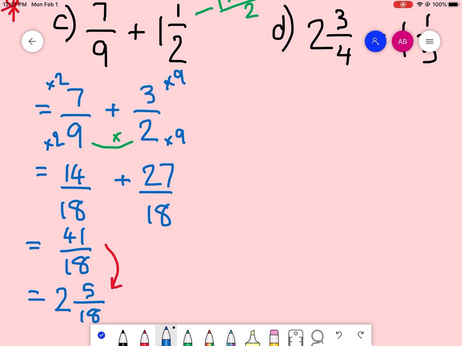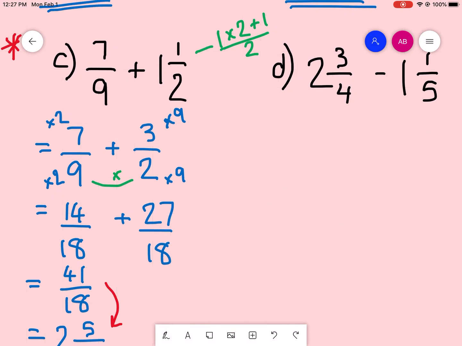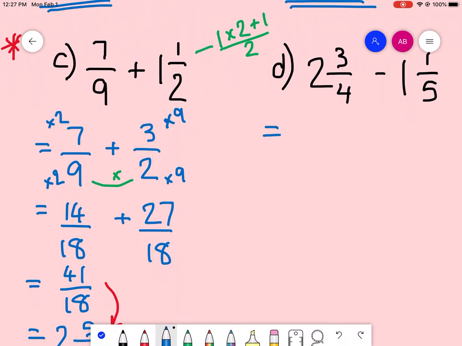Okay, on to the next one. Very similar. First thing to do here, it will have the same number of steps. So the first thing to do is to change these to top-heavy fractions. 2 times 4 plus the 3 gives me 11 over 4. And 1 times 5 plus the 1 gives me 6 over 5.